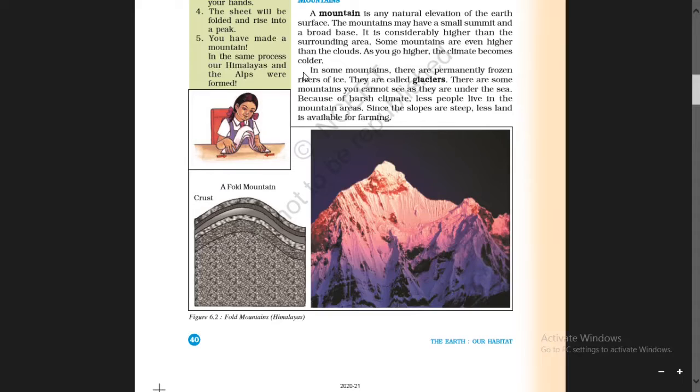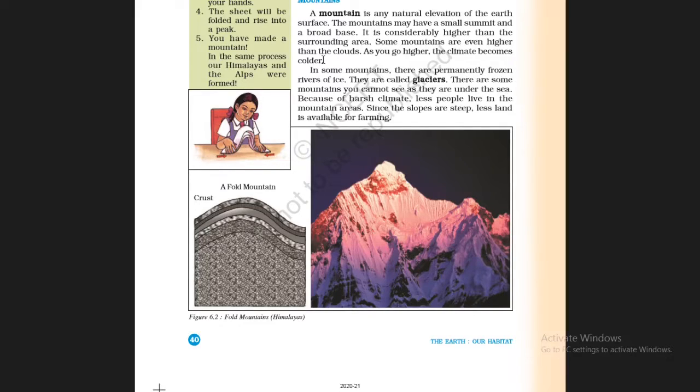Here, a mountain is any natural elevation of the earth's surface. The mountains may have a small summit. Summit means the highest point of a hill or mountain, and a broad base. It is considerably higher than the surrounding area.